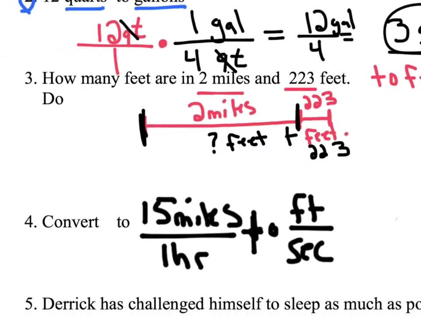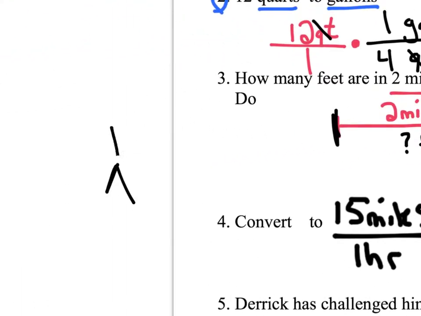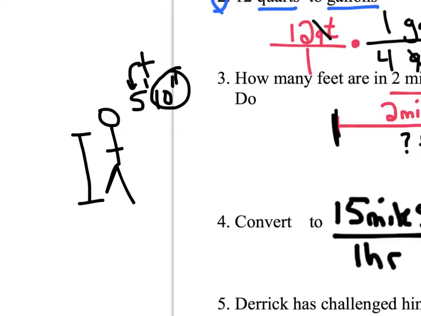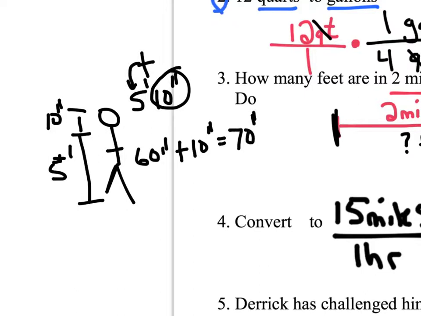Just like if I said you're 5 feet 10 inches tall. If I wanted to know how many inches you were, well, I know you're 10 inches plus however many inches are in 5 feet. So maybe this is 5 feet, and then you have your 10 inches up here. Double dash means inches. Each foot is 12 inches, so 12 times 5 is 60. And 60 inches plus 10 inches, you'd be a total of 70 inches. Hopefully that makes sense. That's kind of what we're doing, but in terms of feet and miles.